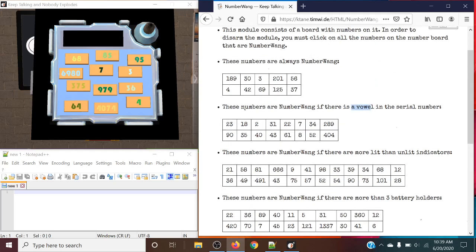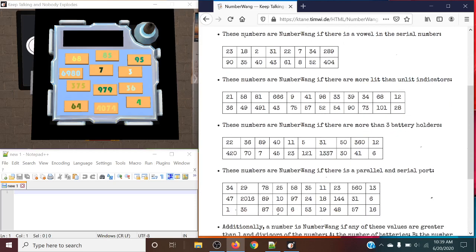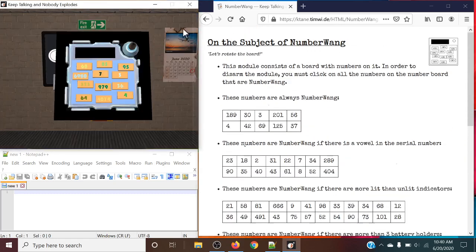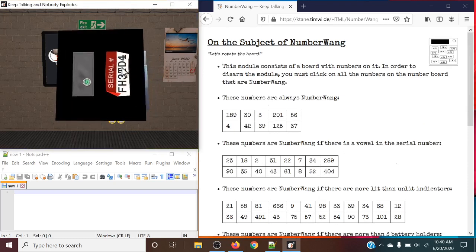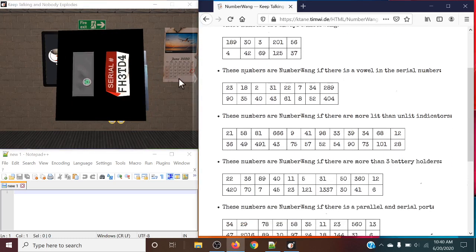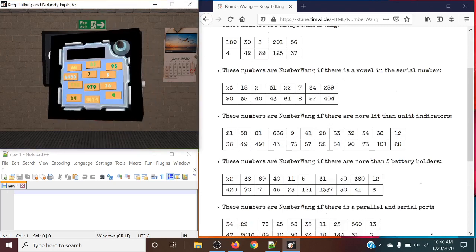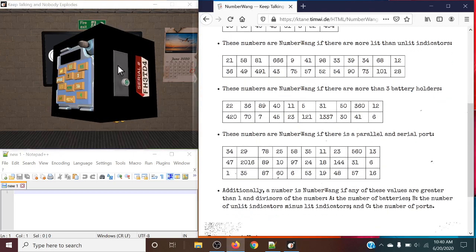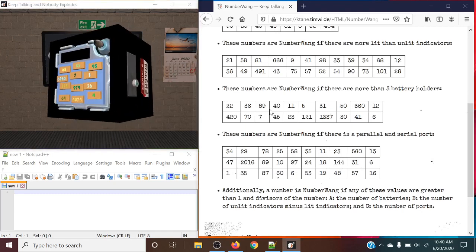That would be including a vowel in the serial number, more lit than unlit indicators, more than 3 battery holders, and if there's a parallel and serial port. So let's actually check off those indicators. Do we have a vowel in the serial number? We do not. No vowel. More lit than unlit indicators? We have more unlit, so nope. More than 3 battery holders? We only have 1 battery holder, so no. And if there is a parallel and a serial port, we have none of those ports.